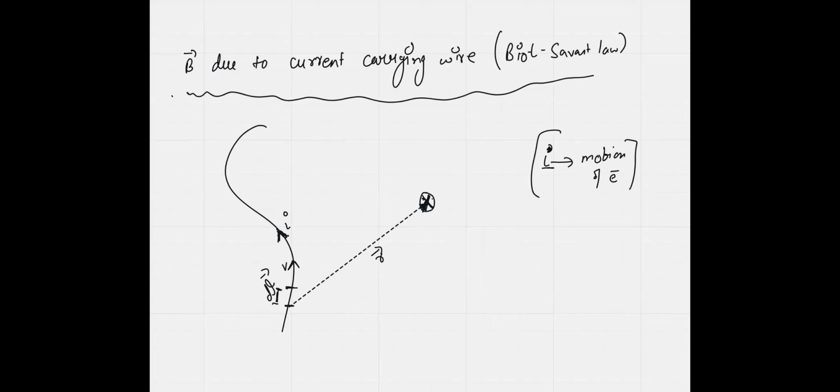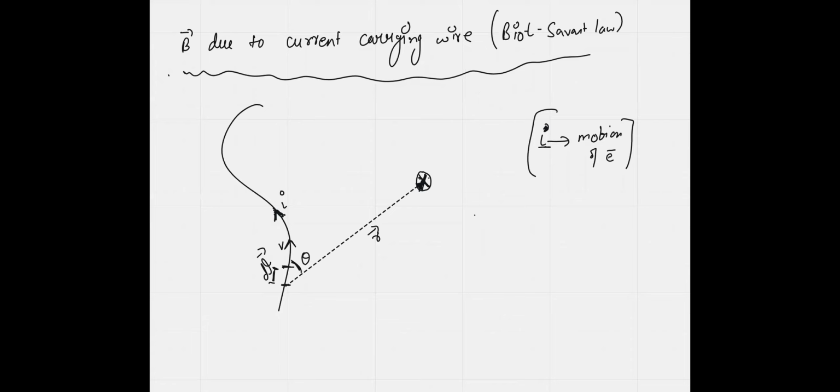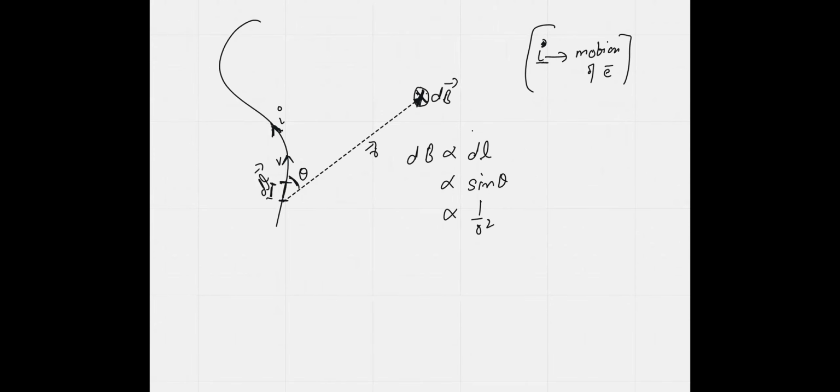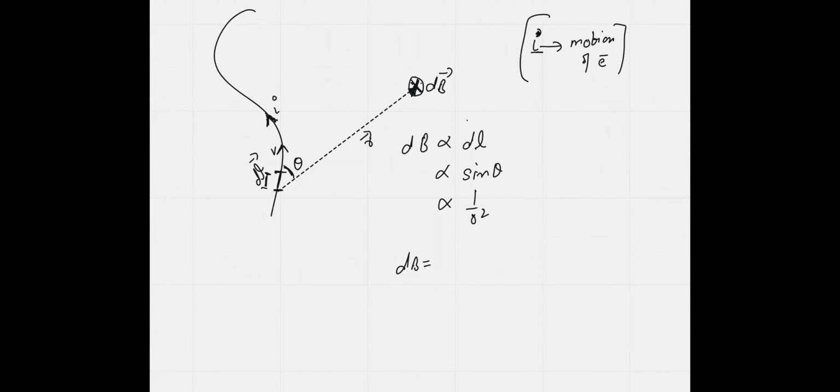Now we are going to calculate the value. What is the angle between them? Call this angle theta. Because we are talking about a very small length, you can call this a very small dB. So what is dB directly proportional to? Directly proportional to the length. If I increase this length, I will have more value, right? Another is it is directly proportional to sine theta, as we have already stated, and to 1 by r square. So what is the formula you are going to get? dB is equal to mu naught by 4 pi, I times dl sine theta by r square.